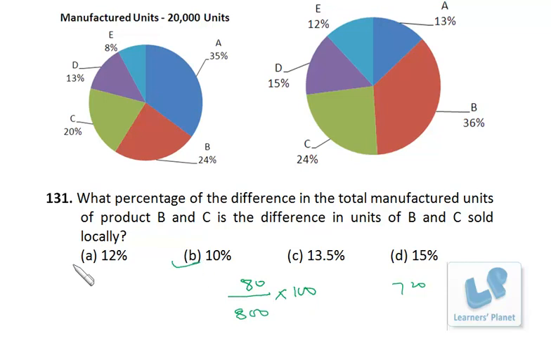Okay, so that's pretty simple. So precisely you have to find out the difference in total manufactured units of B and C. You have to find out the difference in B and C sold locally. So 720 is being exported out of 800. So remaining is 80. So 80 by 800 into 100, that's 10%. I hope that's clear to you.